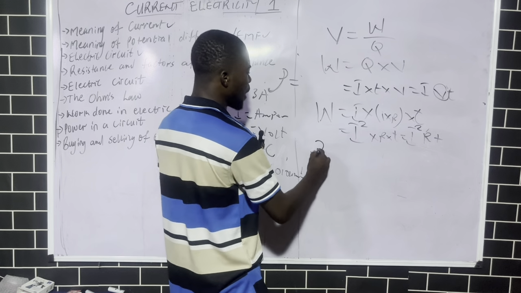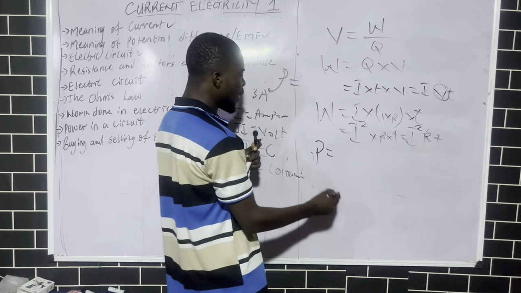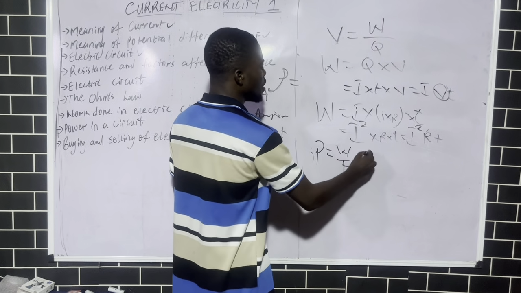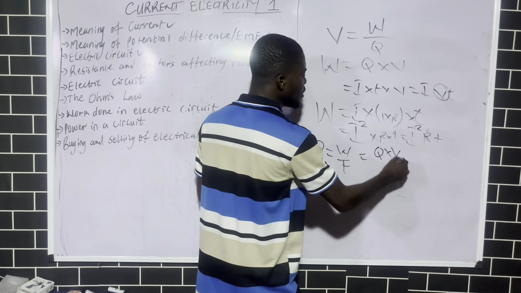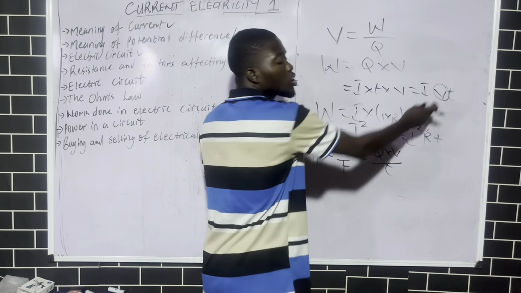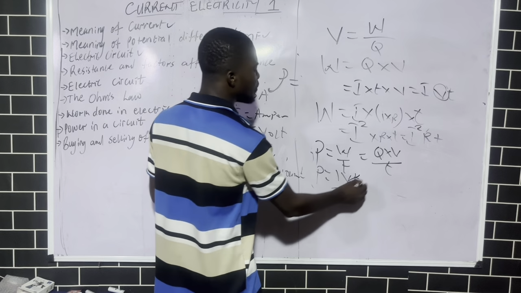So my first power will be what? Since power is work done over time, and the first work done is Q times V, my formula for power will be Q times V over time. My second work done is IVT, right? My other formula for power will be IVT over time. Since there's time here, they will cancel out. My power will be what?